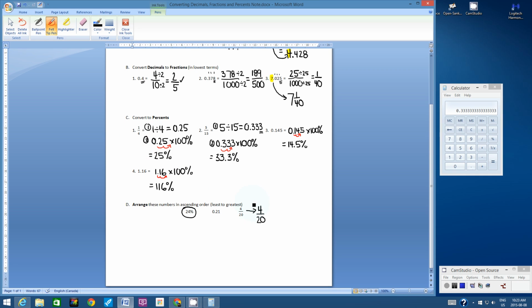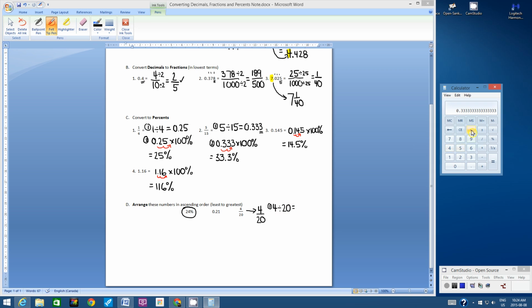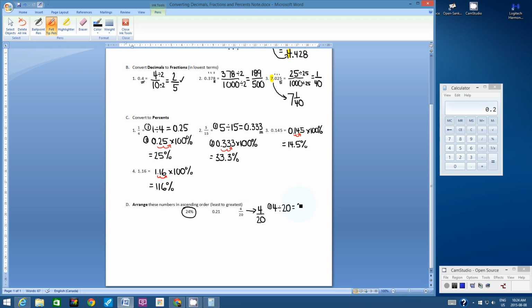There are two steps. Step one is that we convert the fraction to a decimal. We divide the numerator by the denominator. Okay? So I want you to use your calculator. What do you get when you divide 4 divided by 20? So this time we got a nice clean decimal of 0.2.